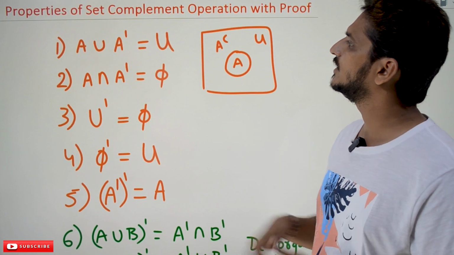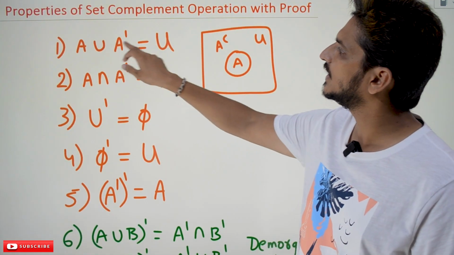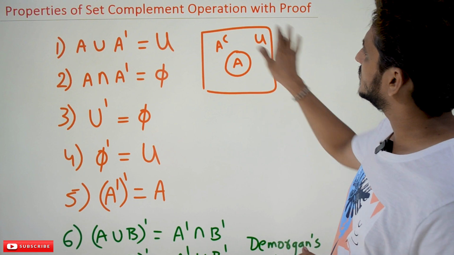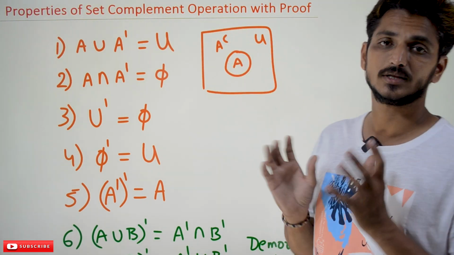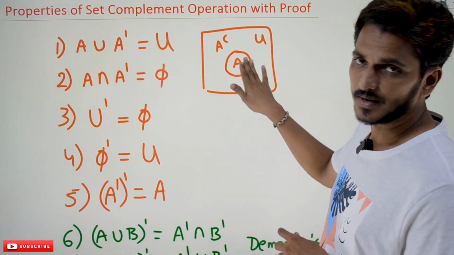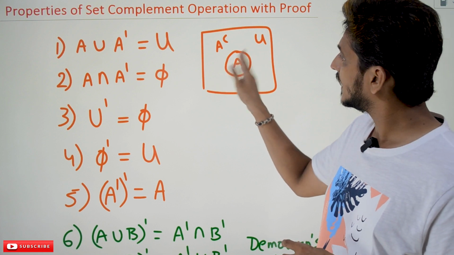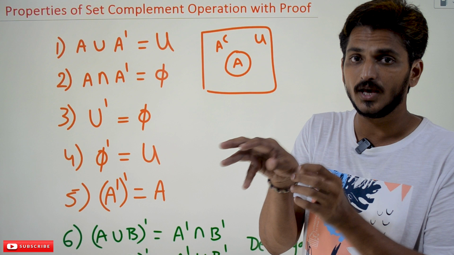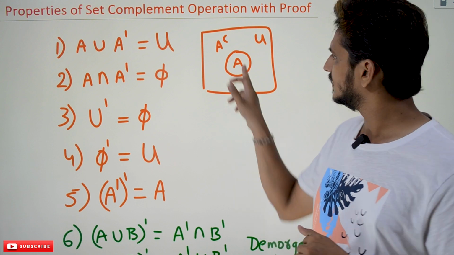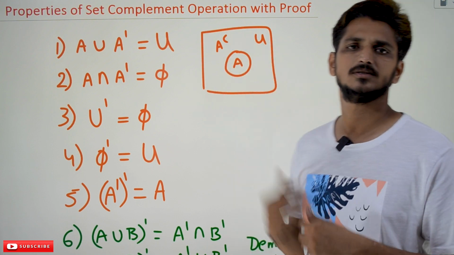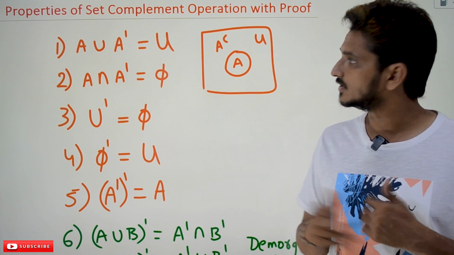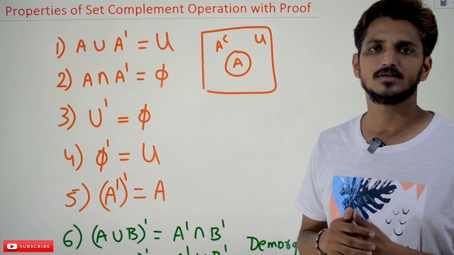Now coming to the first property, A union A complement equal to universal set. Let's take this diagram. This entire box is the universal set, meaning all the elements present in the universe. A means the elements in this circle. A union A complement: what does not belong to A, we call A complement. All the elements that belong here are A complement. A union A complement means all the elements, the entire universal set. So that's why A union A complement is equal to universal set.